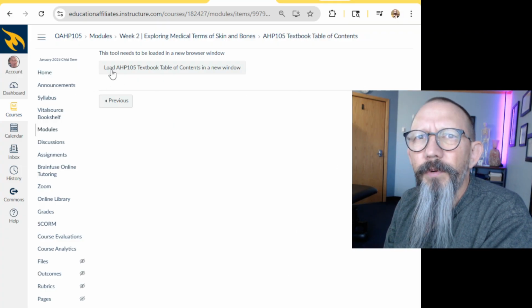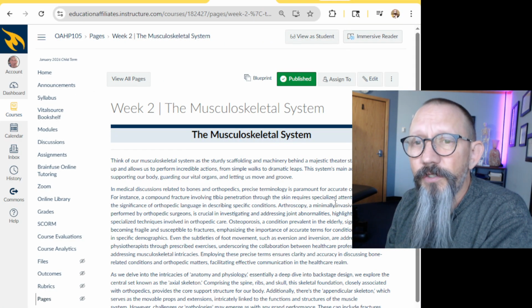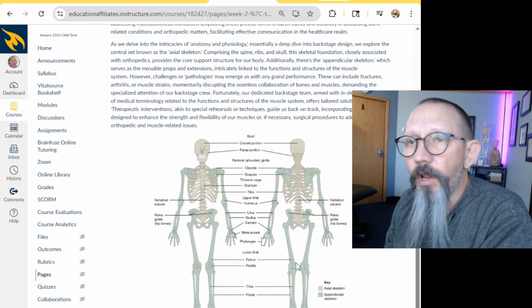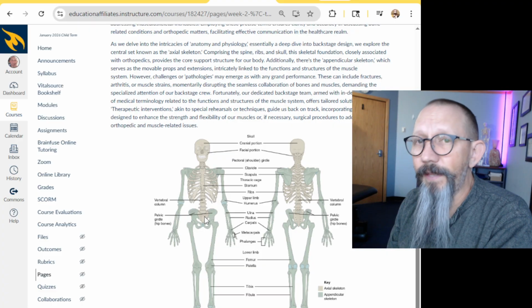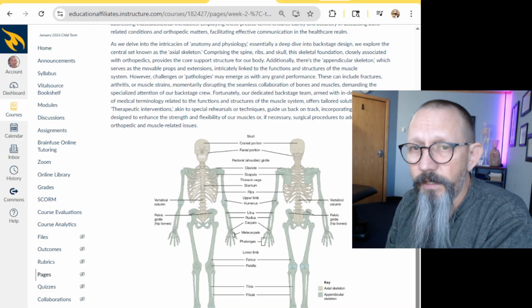Let's look at the book. You can look at the book if you like. Don't forget to get the book in real life. I think it's a good idea. It talks about all of the bones. There we have, in the middle of this part here, the axial skeleton and the appendicular skeleton.